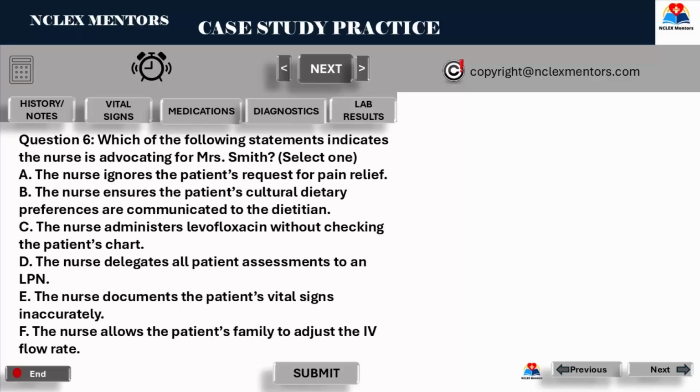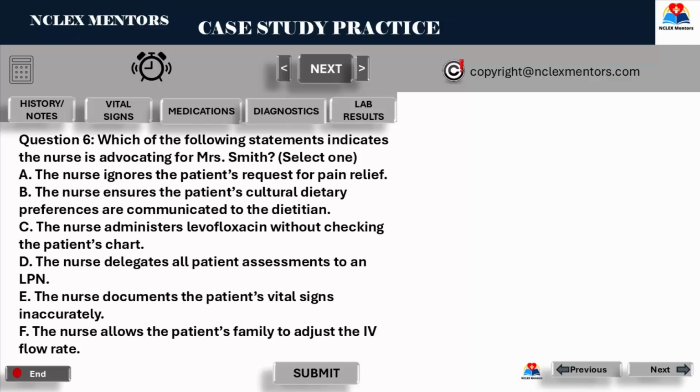Question 6. Advocacy. Which of the following statements indicates the nurse is advocating for Mrs. Smith? The first option is the nurse ignores the patient's request for pain relief. The second option is the nurse ensures the patient's cultural dietary preferences are communicated to the dietitian. The third option is the nurse administers levofloxacin without checking the patient's chart.